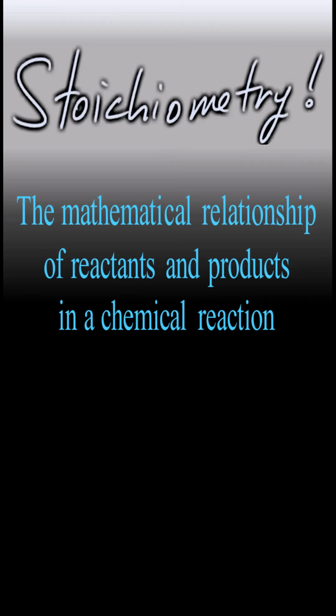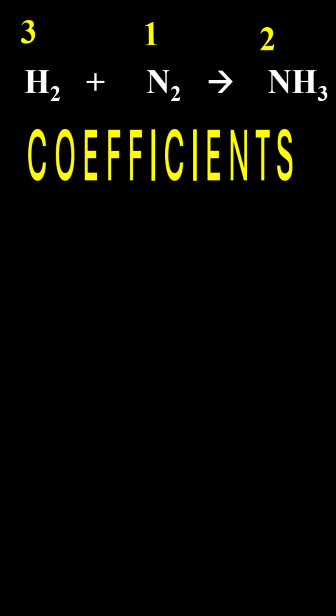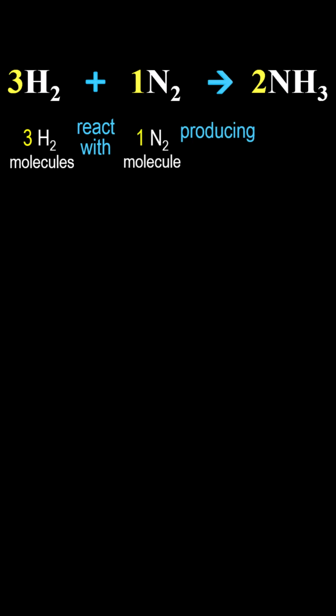Stoichiometry is the mathematical relationship of reactants and products in a chemical reaction. This relationship is given by the ratio of reactants and products, which are given by the coefficients. The coefficients could be interpreted as 3 hydrogen molecules react with 1 nitrogen molecule, producing 2 ammonia molecules, but reactions occur with vast amounts of particles, so coefficients give the ratio that occurs in the reaction process.